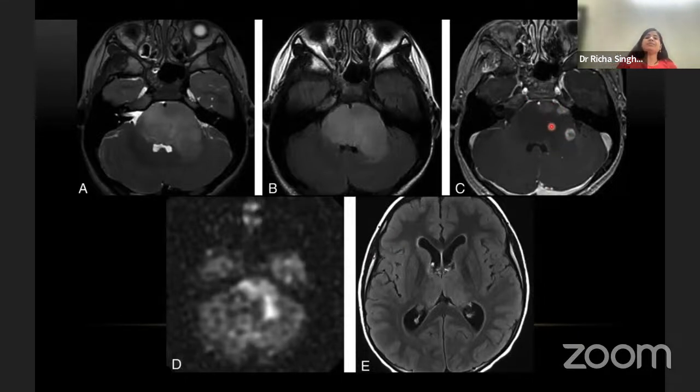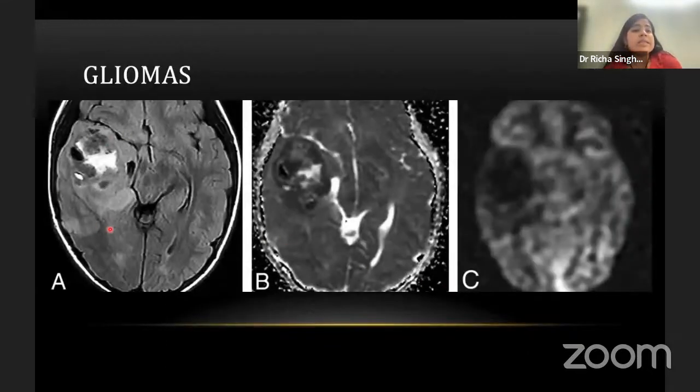So these are the characteristic features of H3K27M mutant diffuse midline glioma. Again, a bithalamic tumor is supposed to be having the positive H3K27M mutation mostly. Then we are seeing here another example, a 7-year-old child who presented with seizures.